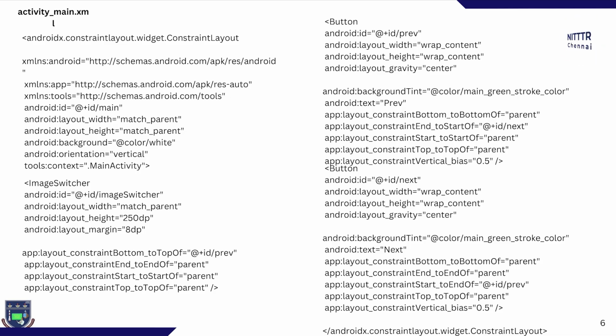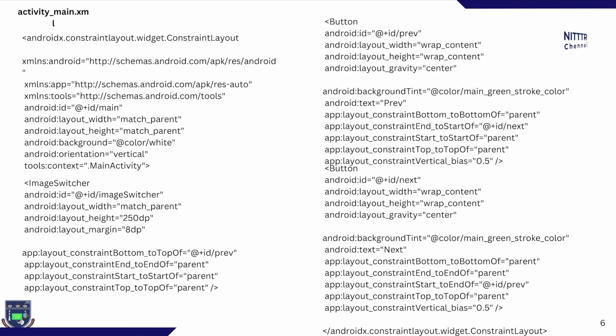So here we have the image switcher and, at the same time, the previous button also. This button will allow the users to switch to the previous image. It is aligned to the center left of the screen with the proper constraints.